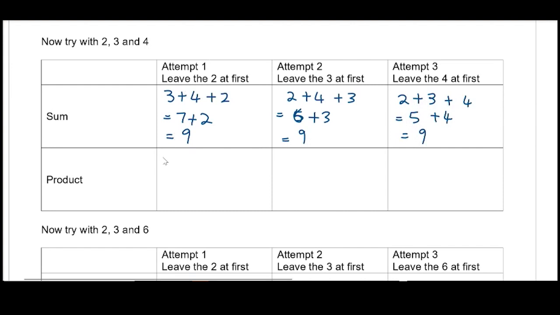We're going to do the same, but we're going to do it with the multiplication. We're going to multiply 3 by 4, and then only multiply the 2. We get 12 times 2. We get 24.